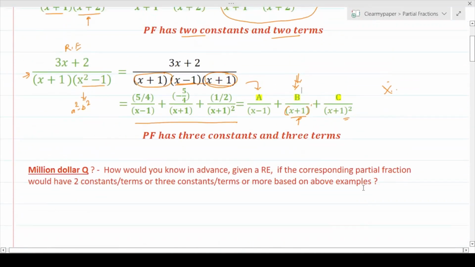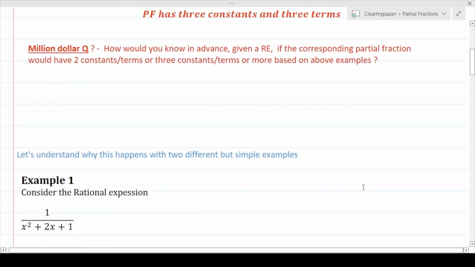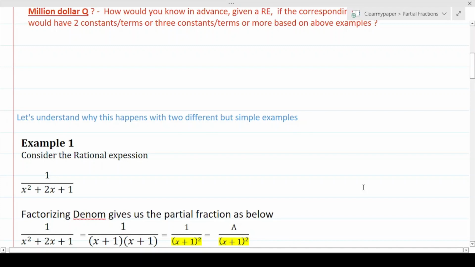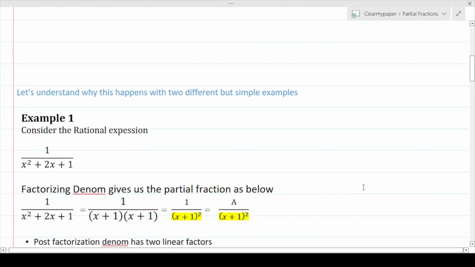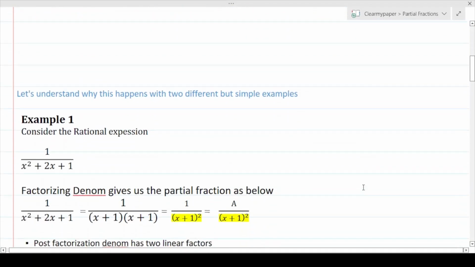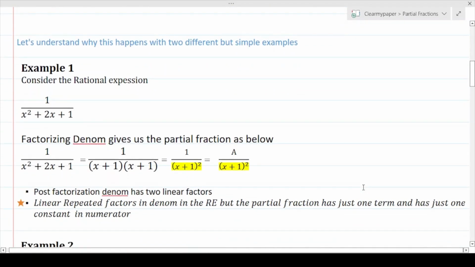Now to understand this, let's take two different examples. We'll keep it simple and just understand how the calculation works, and that will make your job very easy on why we need to do this, when we need to do this, and how we need to do that. So let's take a completely different rational expression, which is 1 over x squared plus 2x plus 1.